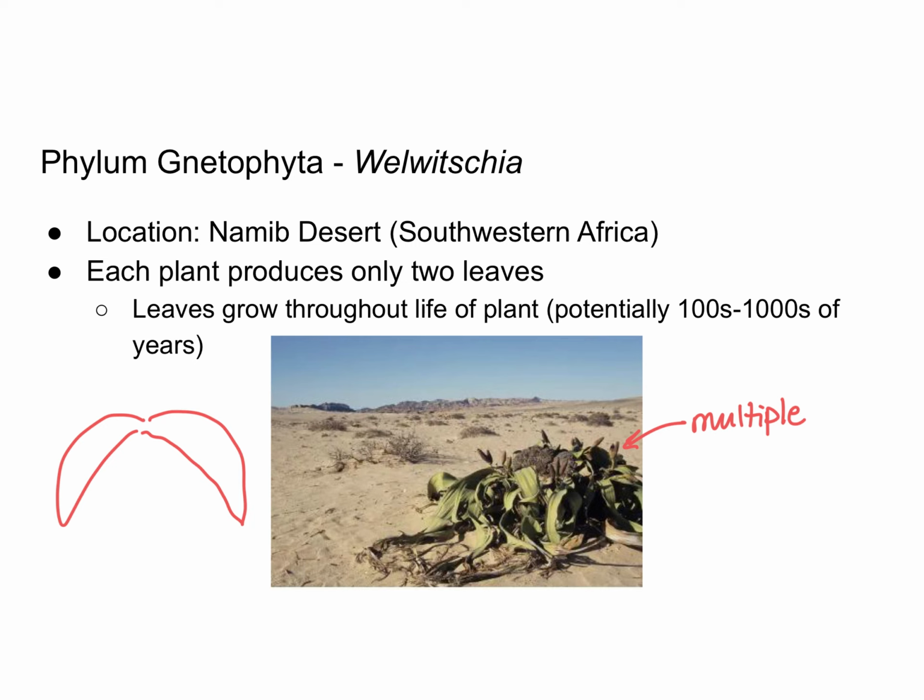Now, the ends of the plants do start to dry out and fall off, so they do have a limit as to how long they can get, but you can see that these are pretty big leaves that we're seeing here.